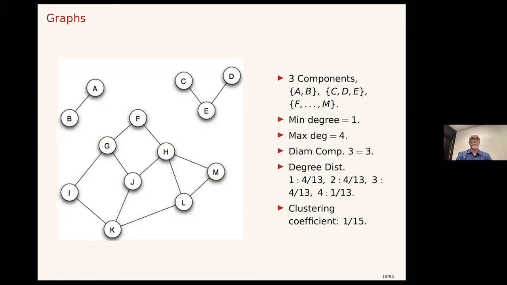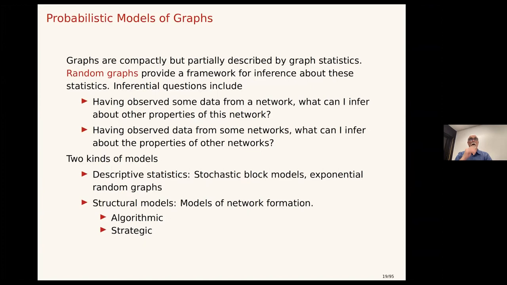Okay, I'm going to skip this. Of course, we're ultimately going to want to do statistics with graphs. And so we're going to need graphs to be, in some sense, random. So we need to have random graphs. Random graphs provide a framework for inference about these statistics. Now, random graphs are actually easy to think about.